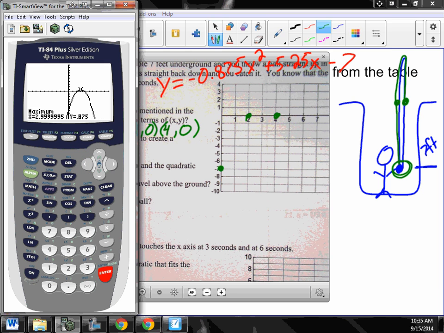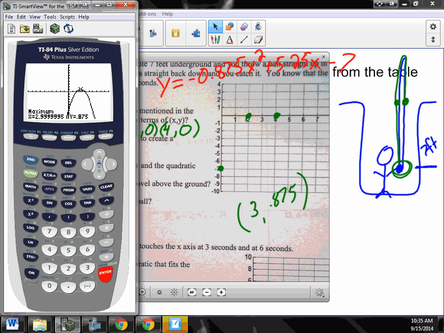And it says that the maximum is 3, 0.875. If you got something different, then you made a mistake. No, that's what you got. 2.9999999 is really just 3.